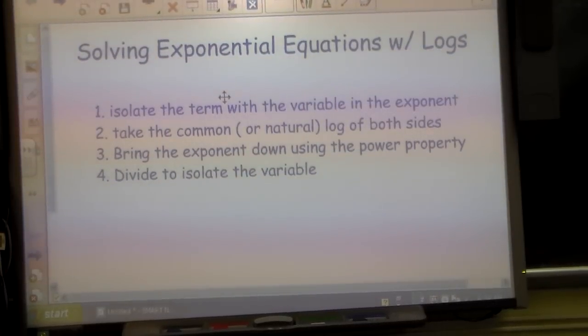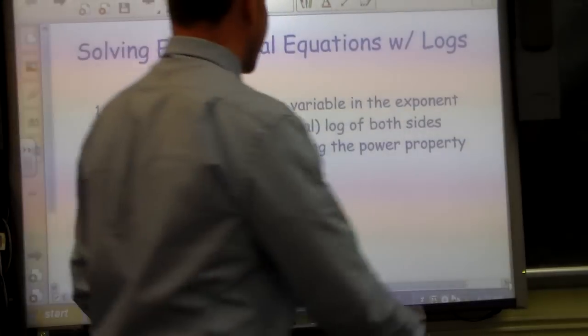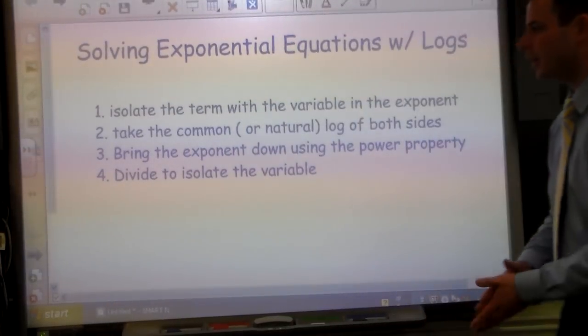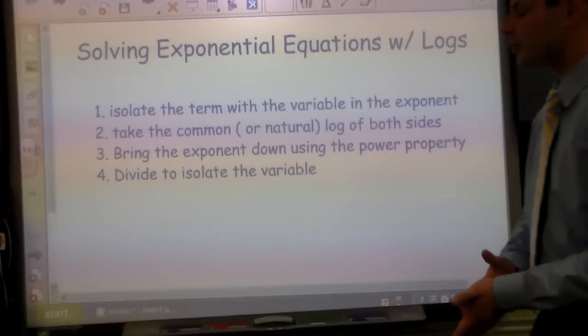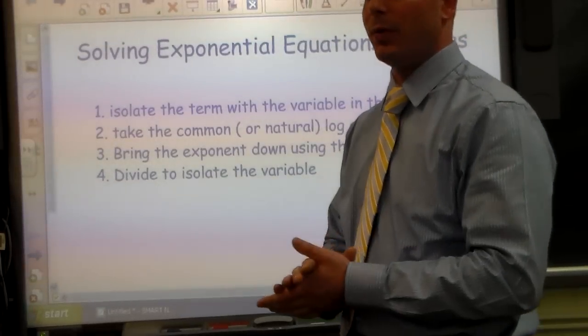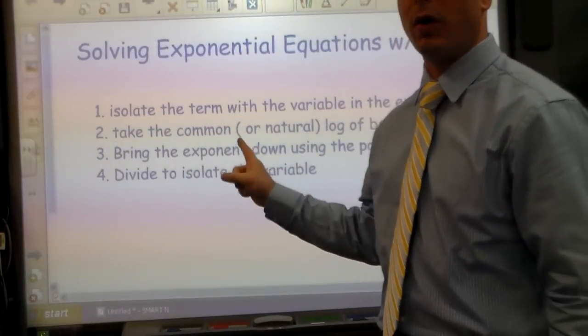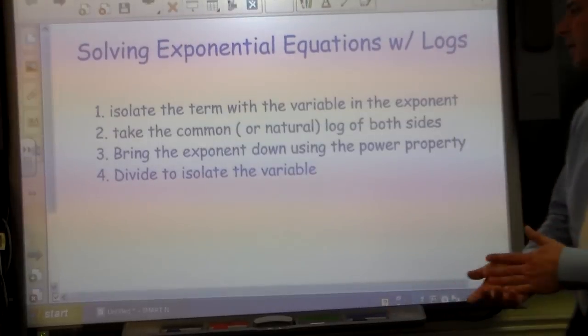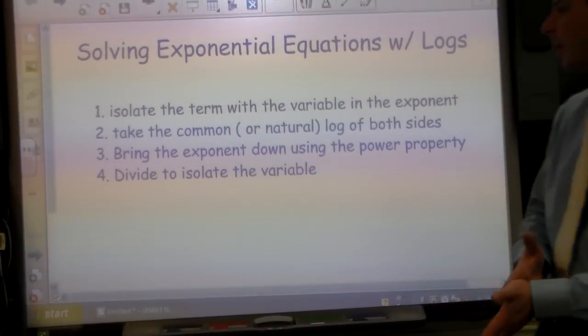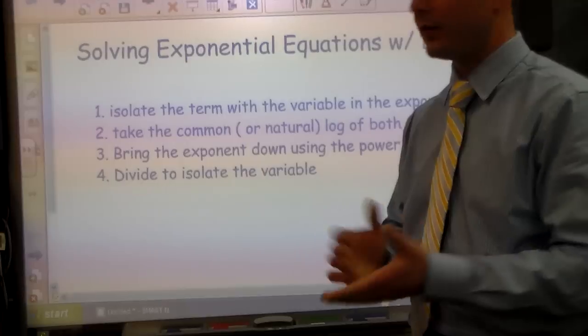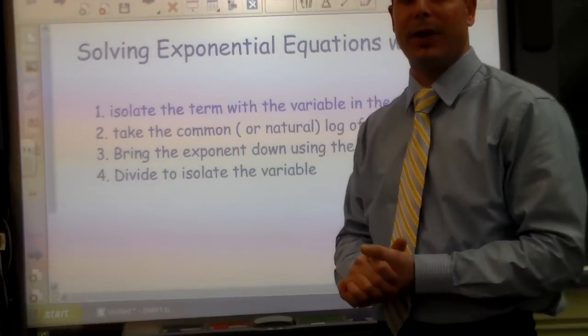The first step is to isolate the term with the variable and the exponent. Again, the reason it's an exponential equation is because it has a variable and the exponent. Then you're going to take the common or the natural log of both sides, and that's your decision, whether you put log on both sides or ln on both sides. Then you're going to bring the exponent down using the power property, and then finally you're going to divide to isolate the variable that you're solving for.